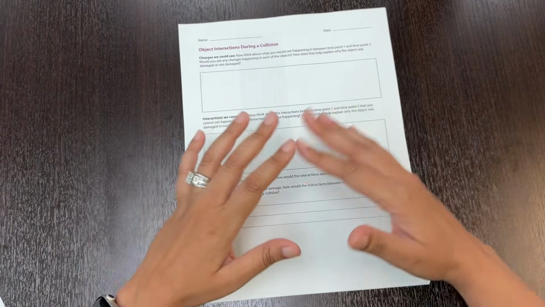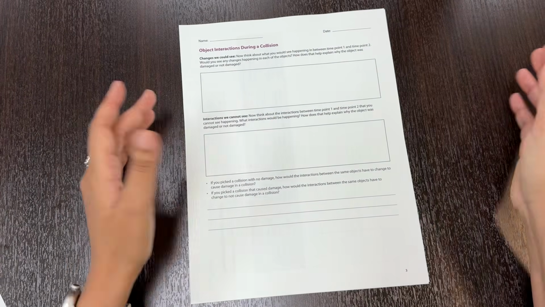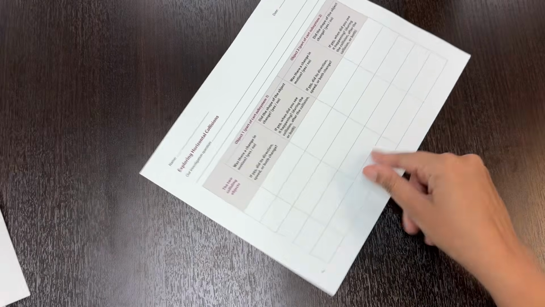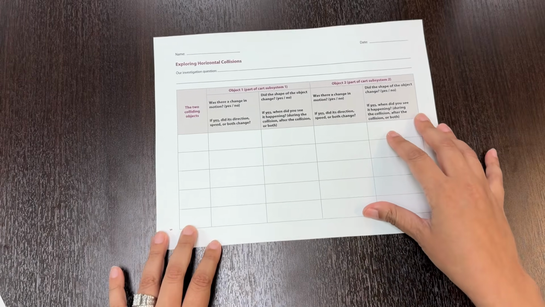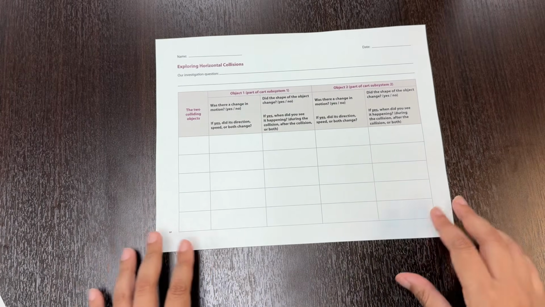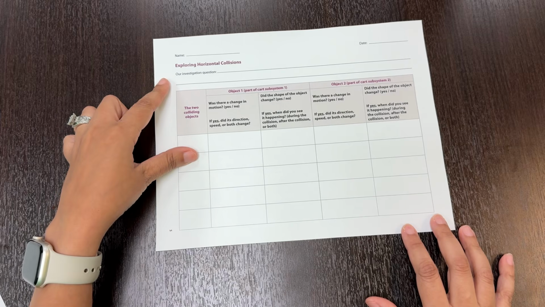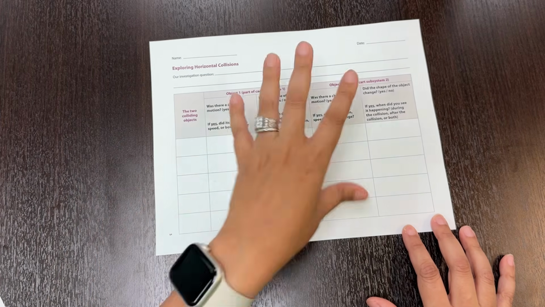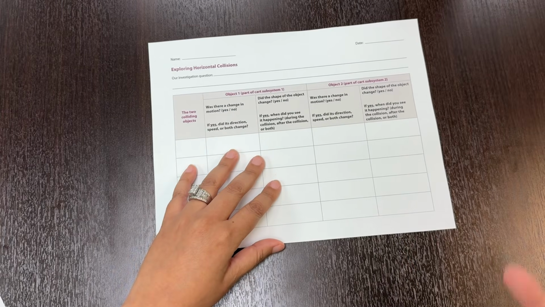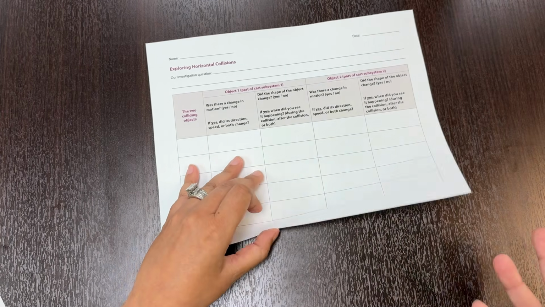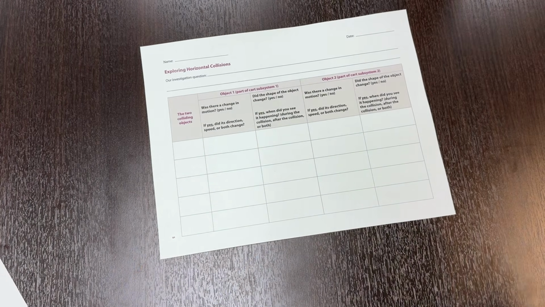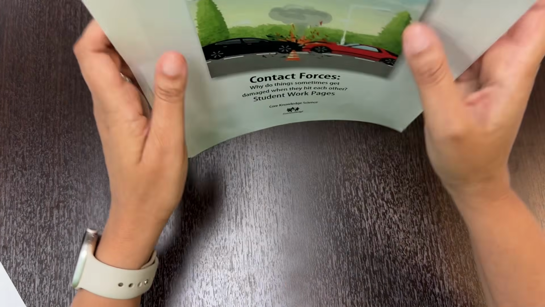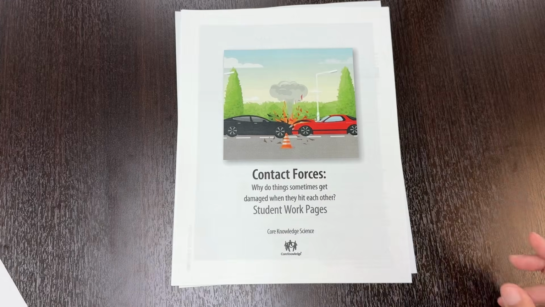We always have. You do not need to do that though, at all. Don't do as I do. You can definitely just stick to one thing, and this is solid on its own. Exploring horizontal collisions, here are the two colliding objects, and you're also teaching them how to diagram these things and go from there. So you have this, and then anything like the vocabulary is something that I had him write in his science notebook.